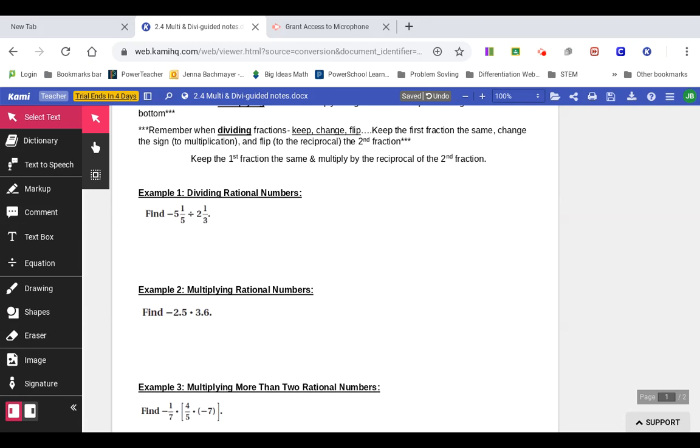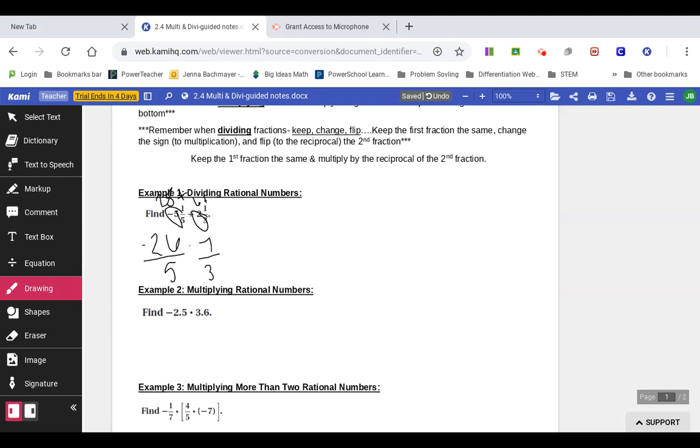Example 1, dividing rational numbers. So when we do this, we want to make sure we change our mixed numbers to improper fractions. So 5 times 5 is 25. Add the 1, we get 26. We get -26/5. And then 2 times 3 is 6. 6 plus 1 is 7. So we get 7/3.